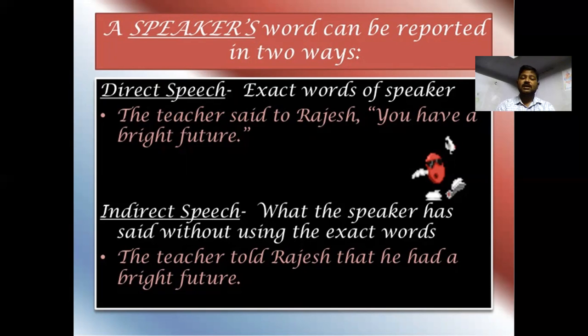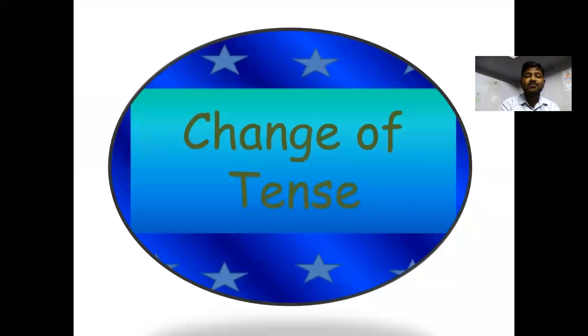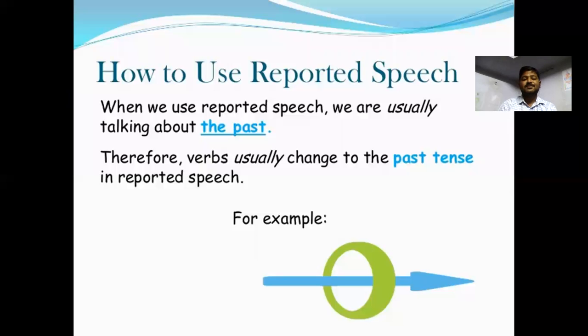Try to listen once again. The teacher said to Rajesh, "You have a bright future." And while we are changing the sentence into indirect speech, the teacher told Rajesh that he had a bright future. Then change of the tense, how can we do tense? How to use reported speech?